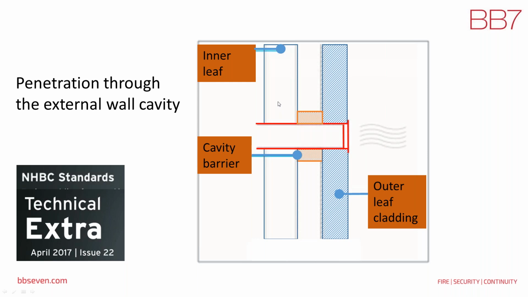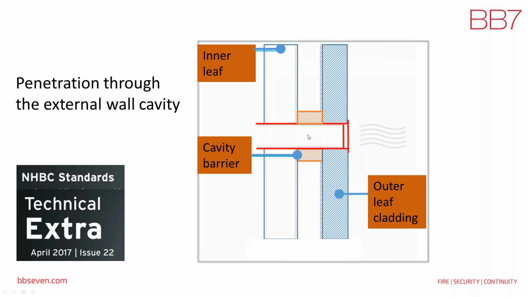So that could be, for example, just a PVC pipe coming from the bathroom or the kitchen, and it's going through the external wall cavity. So where it goes through the external wall cavity, you need a cavity barrier. And you'll see where this brown part is, above and below, that actually means it's wrapped. So, for example, you could use mineral wool wrapping, but it needs to be at least 30 minutes integrity and 15 minutes insulation.